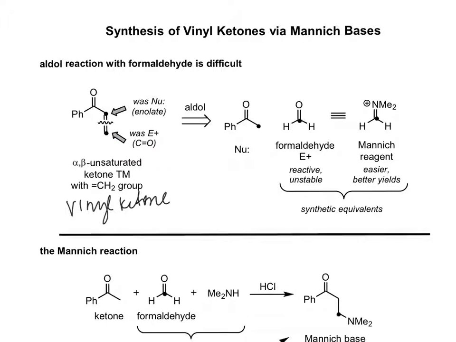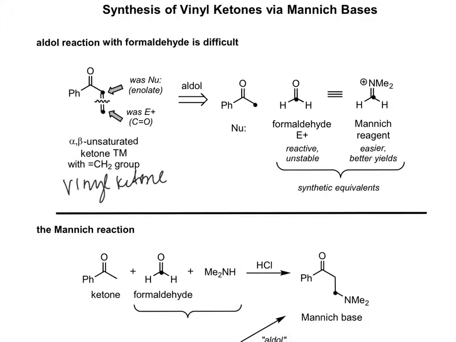So to make that target molecule, we might think that we could use an aldol condensation using formaldehyde as the electrophile. But sometimes a reaction that looks good on paper doesn't work in the lab, and that's the case with this reaction. So alternative methods have been developed for synthesizing vinyl ketones. Shown here is the Mannich reaction, where an iminium ion is used as a synthetic equivalent for formaldehyde.